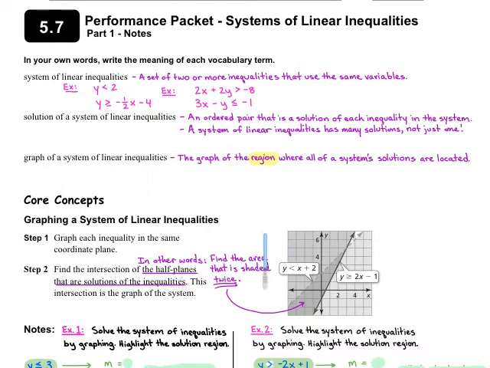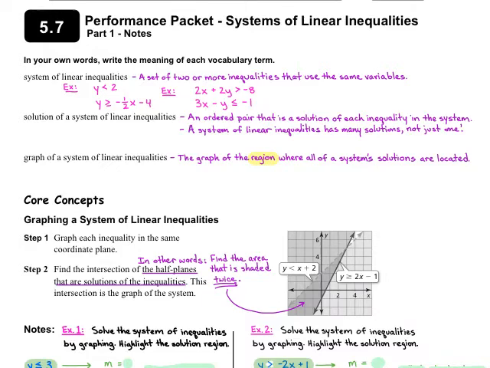So this is a good example. It says graph each inequality on the same coordinate plane. That's step 1. There's only 2 steps, so it must be pretty easy, right? And then step 2 is find the intersection of the half planes that are solutions of the inequalities. We don't need to use that kind of terminology. So I like writing it in my own words. In other words, find the area that is shaded twice. Okay, if it's shaded twice, that means it's solutions. They are solutions to both inequalities. It's as simple as that.